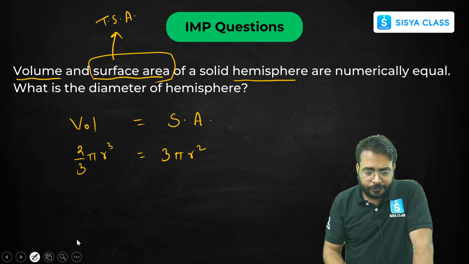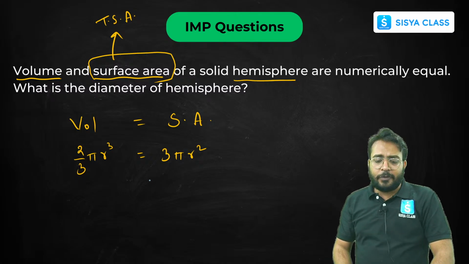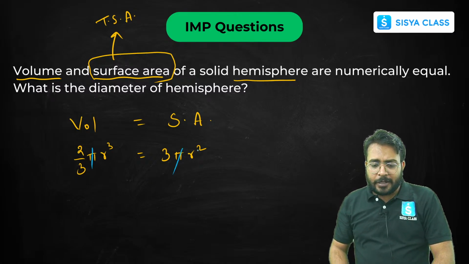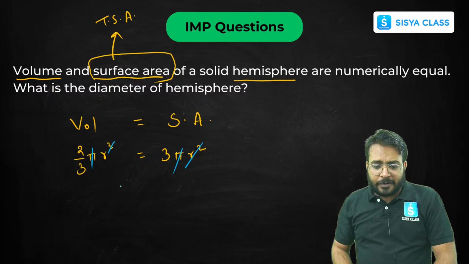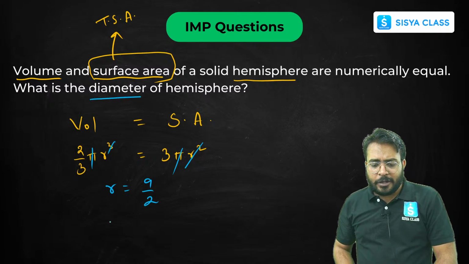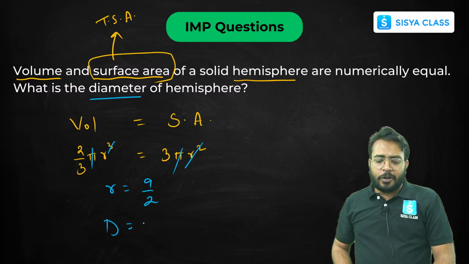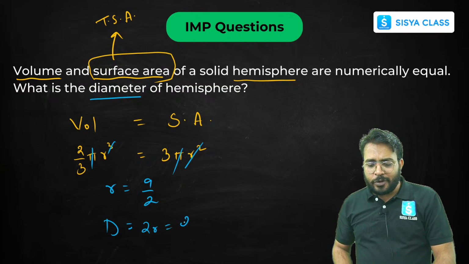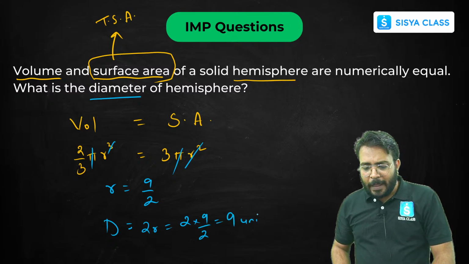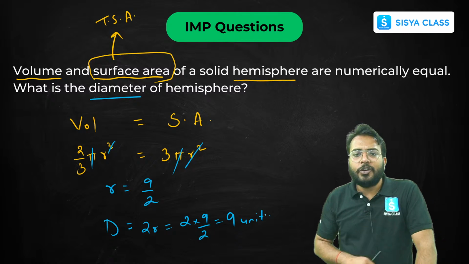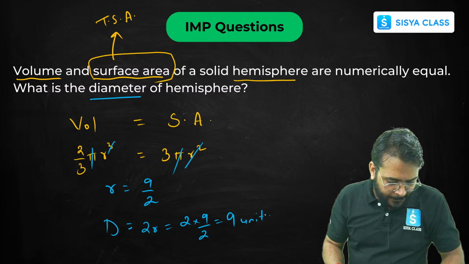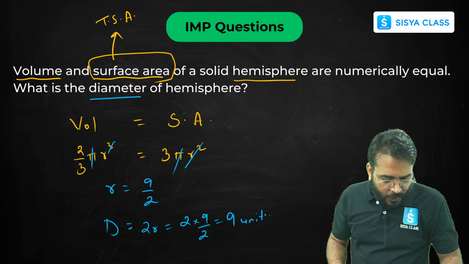Now let's simplify this. π and π will get cancelled, r² and r will get cancelled, so the value of r is going to be 9/2. But they are asking about the diameter, so we know the diameter is nothing but twice r, means 2 into 9/2, and the value is going to be 9 units. Okay, the answer is going to be 9 units, all right, fine.